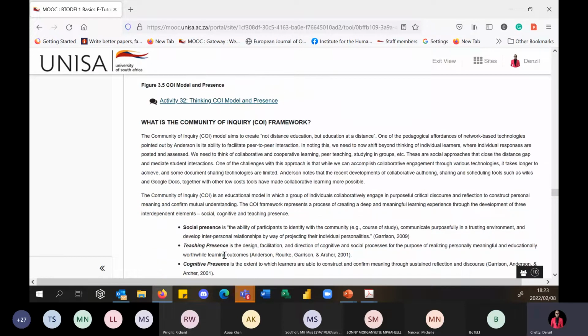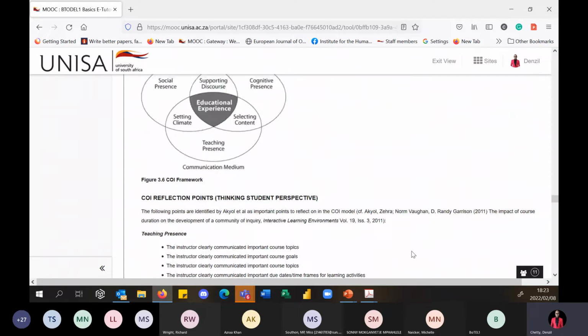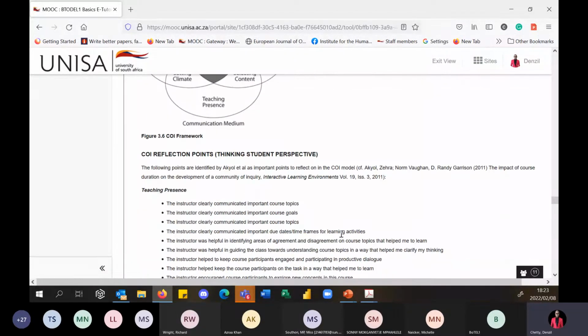So social presence is the ability of participants to identify with the community, for example, the course of study, communicate in a trusting environment, and develop interpersonal relations between their fellow peers and also with you as a tutor. Teaching presence is the design, facilitation, and direction of cognitive and social processes for the purpose of realizing educationally worthwhile learning outcomes, etc. And cognitive presence is the extent to which learners are able to construct and confirm meaning through reflection and discourse on whatever content is going on. So these ideas, social, cognitive, teaching, all culminate in what Anderson and others call the educational experience that we give to our students, right?